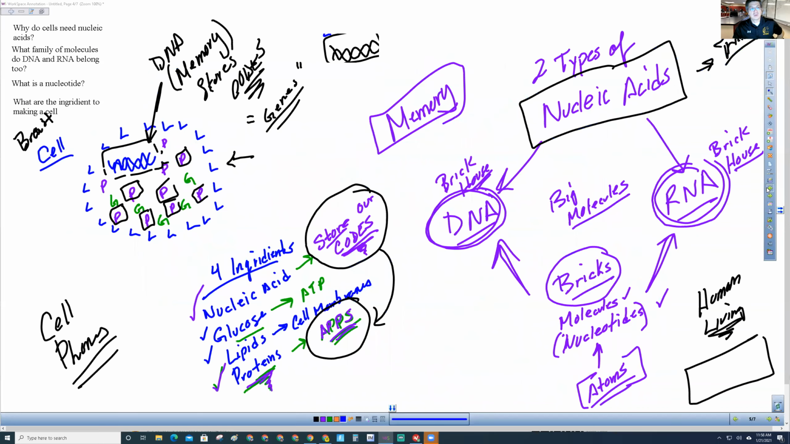Let's see if Efren was paying attention. Efren, what are the 4 ingredients to making a cell? What are the 4 ingredients? Nucleic acids, glucose, lipids, and proteins. Okay, make sure you know what those are for, what they're used for, okay? What is a nucleotide, Efren? Nucleotide, isn't it atoms?